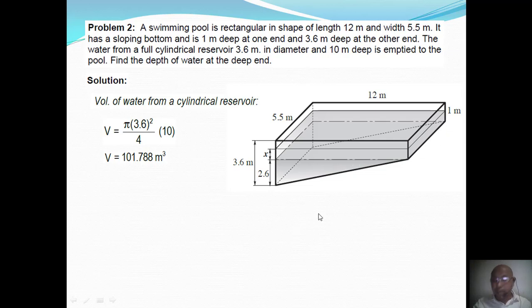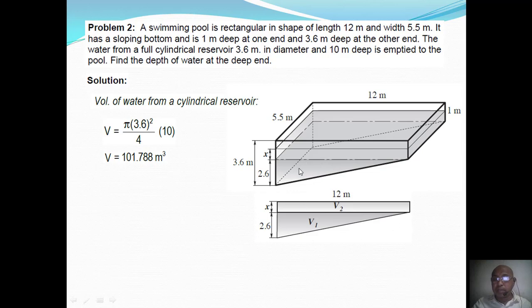Okay, so I will call the volume of water at the bottom here V1 and the volume of water somewhere here V2, now with the depth x. So V1 I can solve because this is in the form of a prism with the area of the base a triangle, and the length or height is 5.5. So V1 is 1/2 times 2.6 times 12 times 5.5. So area of triangle, 1/2, 2.6 times 12 times the length, 5.5. So V1 is 85.8 cubic meters.